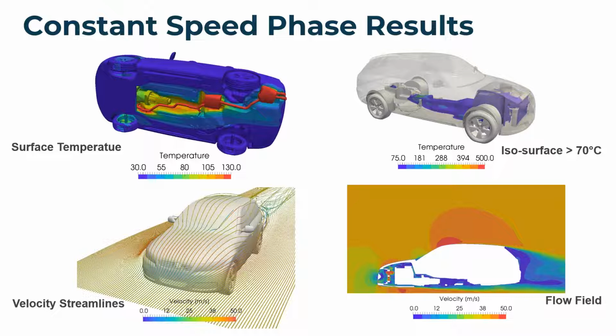On the right side, we have an isovolume with a threshold above 70 degrees C. So it's basically the fluid volume above this temperature. This can be used to isolate critical areas. On the bottom row, we have velocity streamlines and some pictures of the flow field, of the velocity field on the symmetry plane.